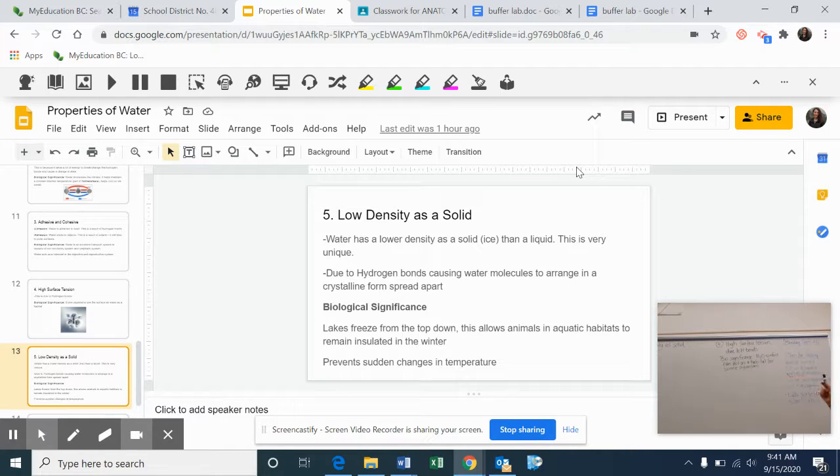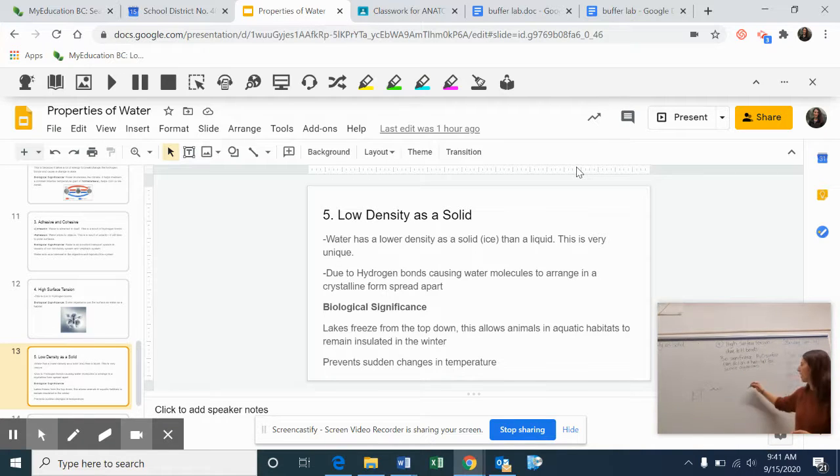This one is really cool. Water has a lower density as a solid than it does as a liquid. So do you guys remember learning in earlier grades, you've got a solid, a liquid, and a gas, and in the solid, all the molecules are really close together. In the liquid, they're a little more spaced apart. And then in a gas, they're all over the place.